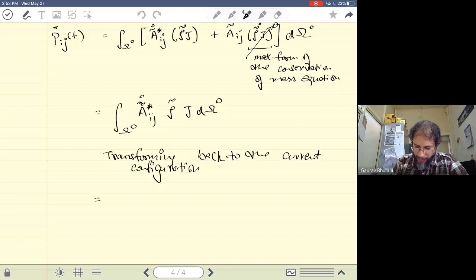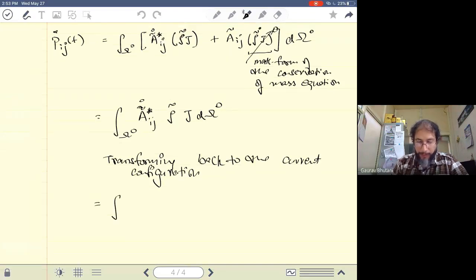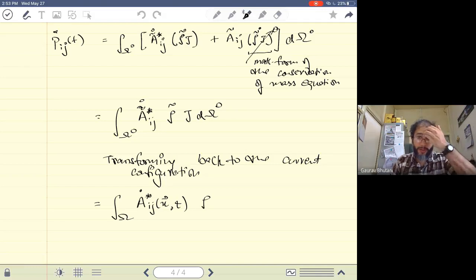So now you have the integral written over omega, and A tilde becomes A now because you've gone back to the small x coordinate rather than capital X. So this is a function of small x and t. Then rho tilde becomes rho because again that's transforming back to the Eulerian coordinates, so it's again a function of small x and t. And J times d omega naught becomes d omega.